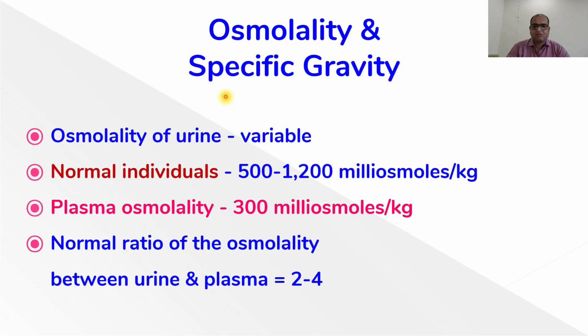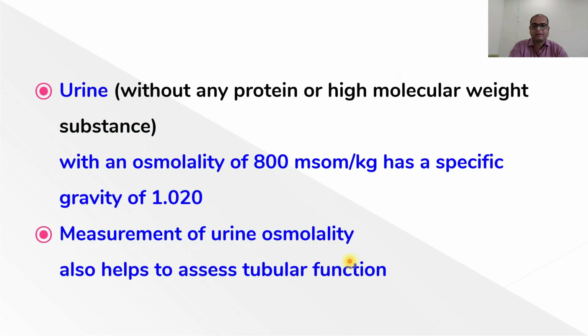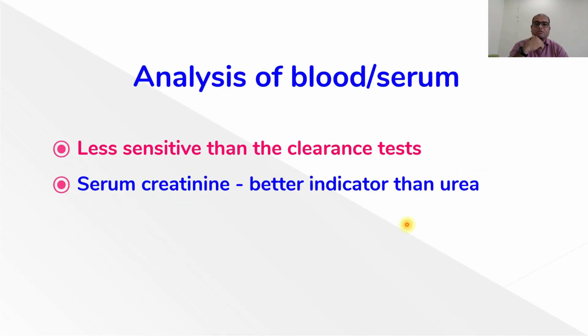We can also measure the osmolality. For a normal individual it is around 500 to 1200 milliosmoles per kg, and plasma osmolality is around 300 milliosmoles per kg, and the ratio between urine and plasma is around 2 to 4. If this is lowered, it means the concentration capacity is not proper. Urine with an osmolality of 800 milliosmoles per kg corresponds to a specific gravity of 1.020. So this helps us assess tubular function.